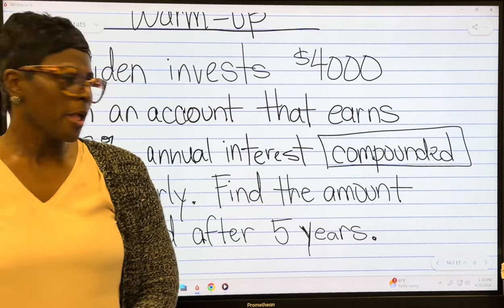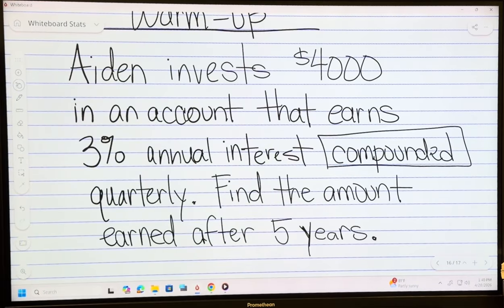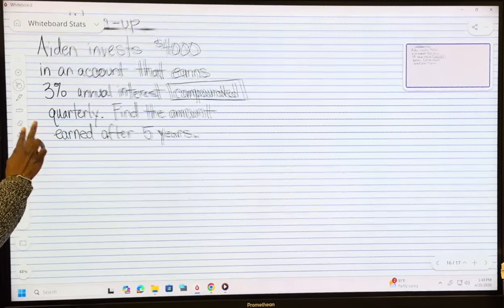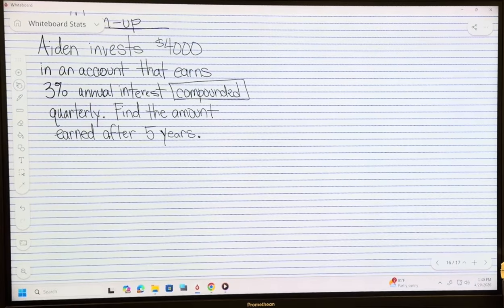Are you all following? Okay. So how long is he keeping his money in this account? 5 years. So the first thing I'm going to do, I see this problem on the EOC, I see this problem in the real world, right? What am I going to do? I'm going to grab that compound interest formula.